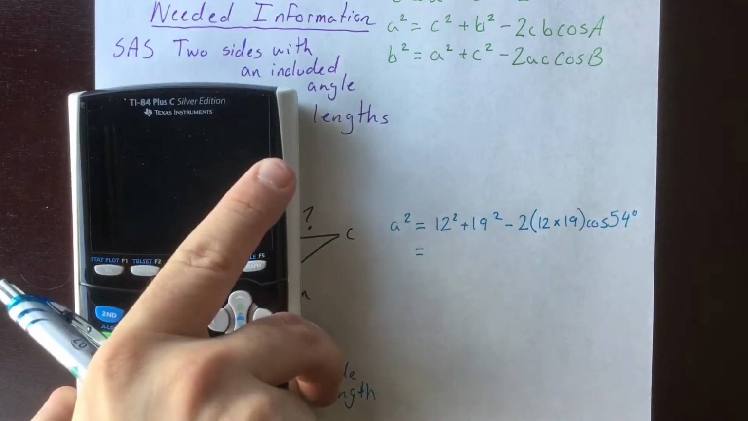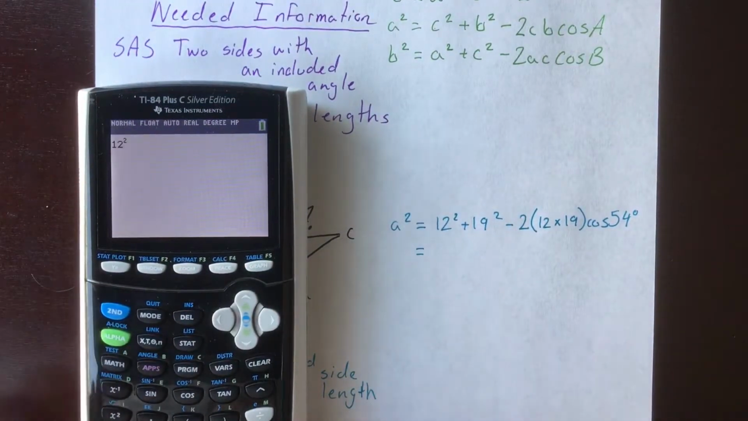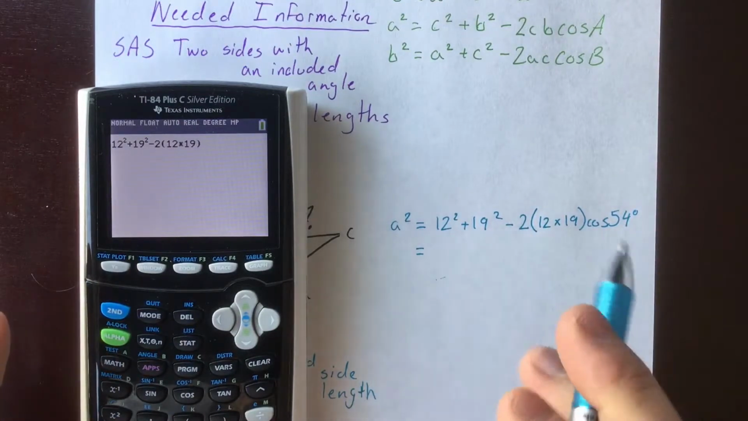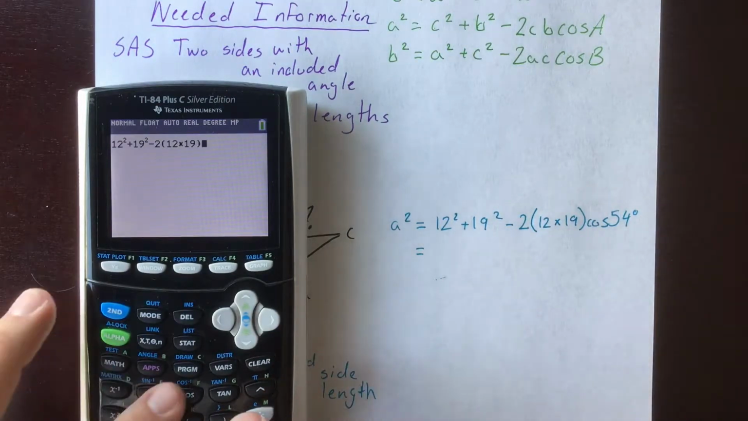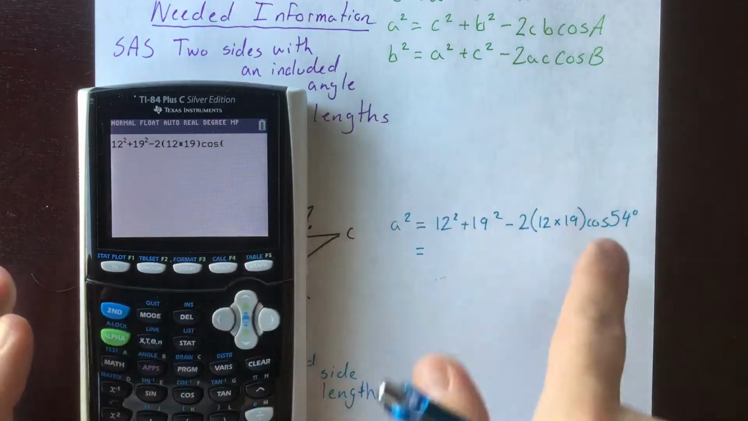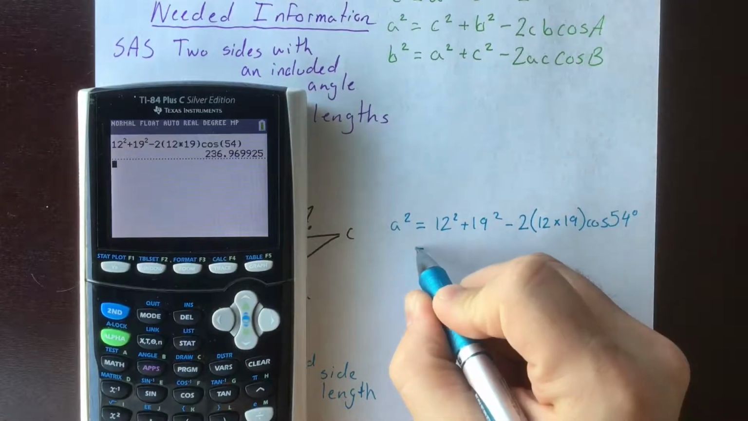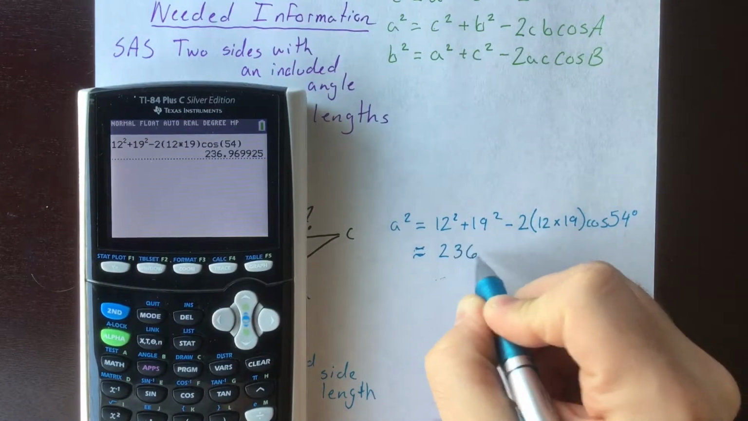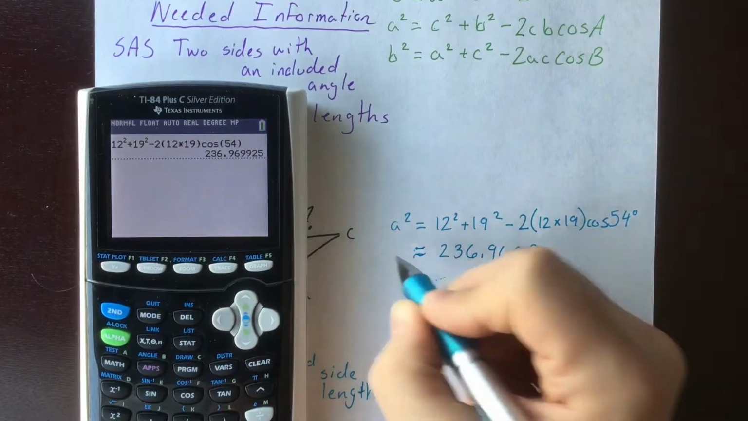So in our graphing calculator, what we find is we get 12 squared plus, important, we type in minus at this point, minus 2, because a common mistake is I'll see people put negative 2, so it is subtraction. And then cosine, yes, we're in degrees, so I'm good, of 54 degrees. And we get approximately 236.9699. This is a square.